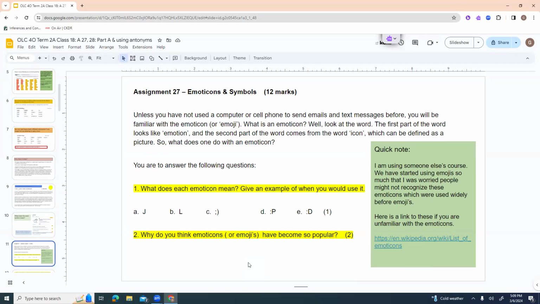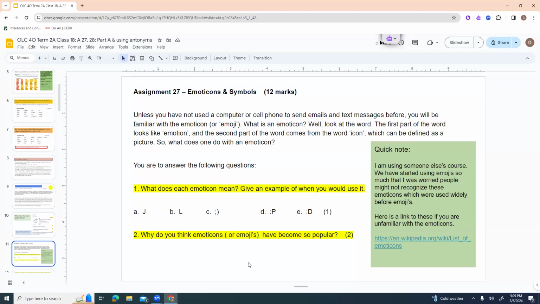Unless you have not used a computer or a cell phone to send emails and text messages before, you will be familiar with the emoticon or emoji. What is an emoticon? Well, look at the word. The first part of the word looks like emotion, and the second part of the word comes from icon, which can be defined as a picture. So what do you do with an emoticon? You use it to have a picture of emotions.